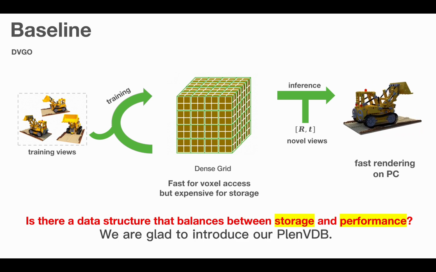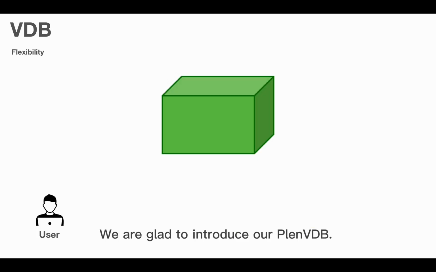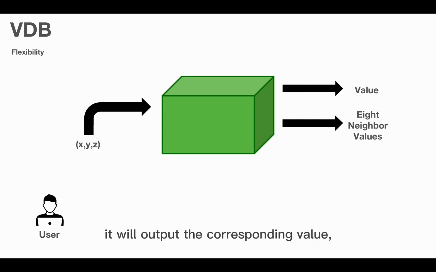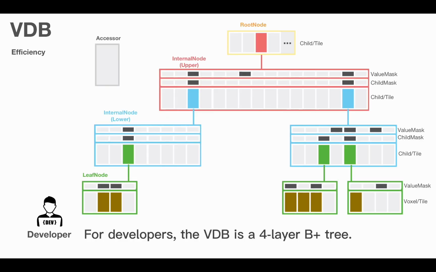We are glad to introduce our PlenVDB. For users, the VDB is an infinite dense grid. Input a 3D coordinate, and it will output the corresponding value, or together with 8 neighbor values, within constant time on average. For developers, the VDB is a 4-layer B+ tree.